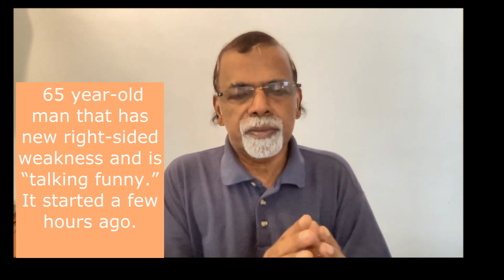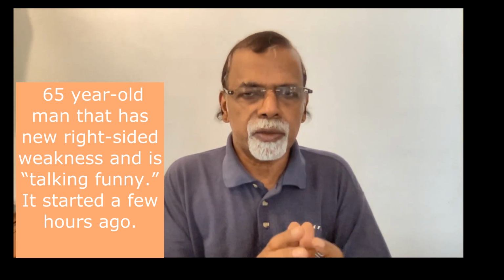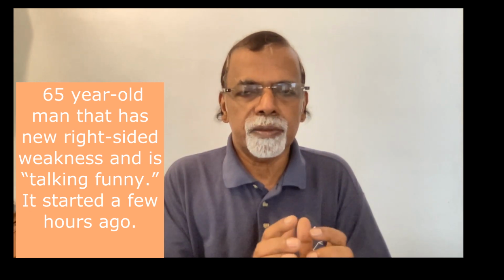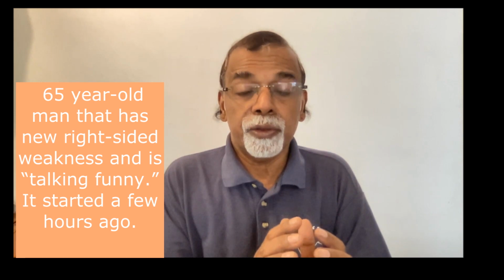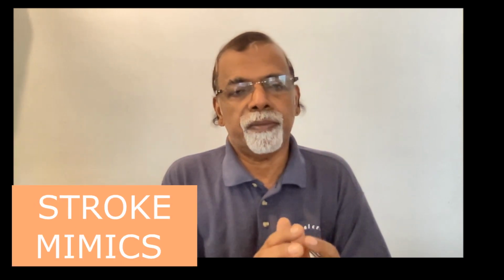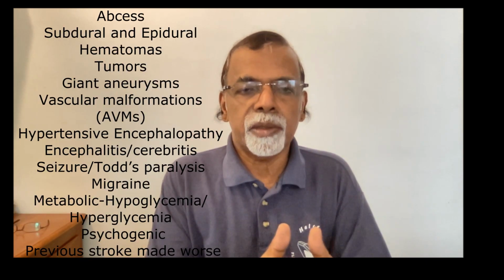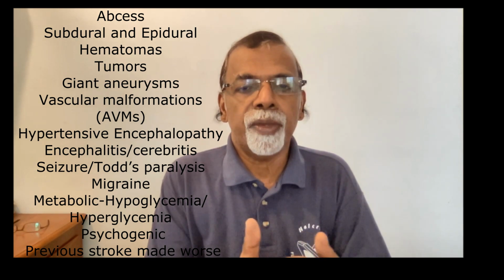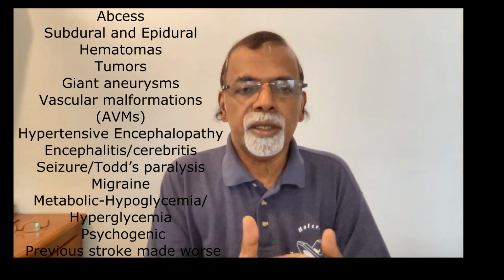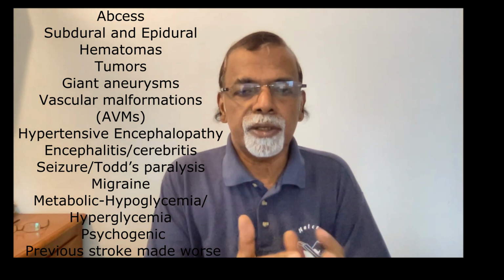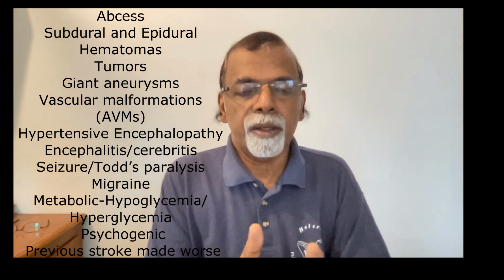As per definition, a neurological deficit of vascular origin which is focal is a stroke. So first and foremost is stroke. But we should always think about the stroke mimics. A focal deficit can occur in abscess, subdural and epidural hematoma, tumors, aneurysms, vascular malformations, in hypertensive encephalopathy, encephalitis, seizures, and especially seizures leading on to paralysis.